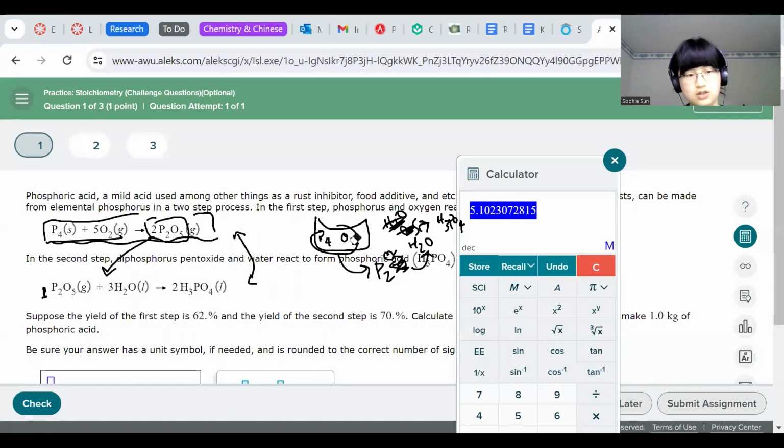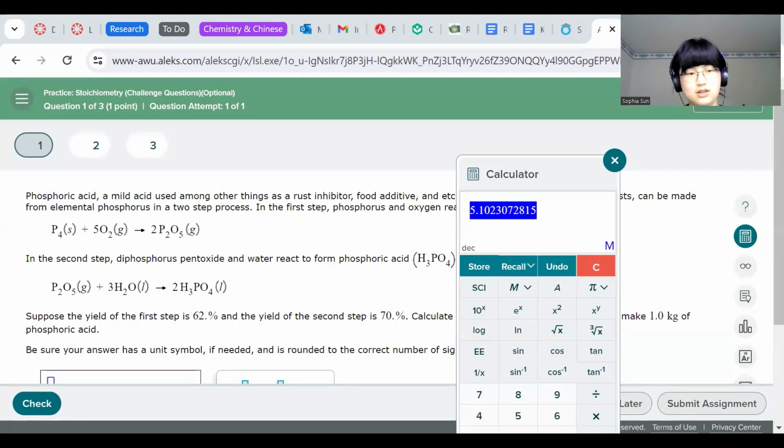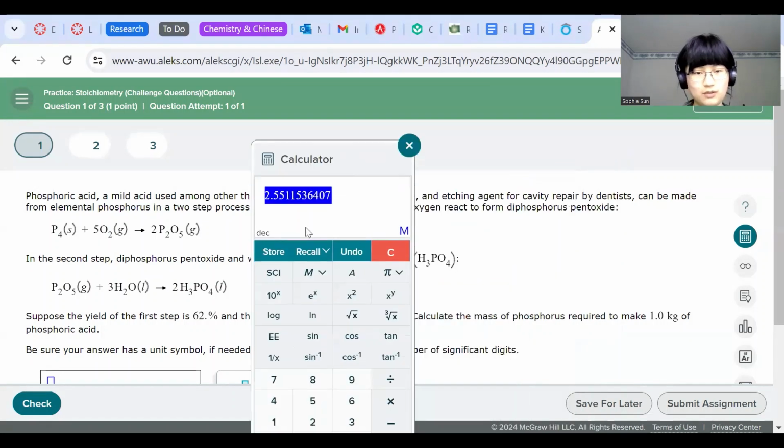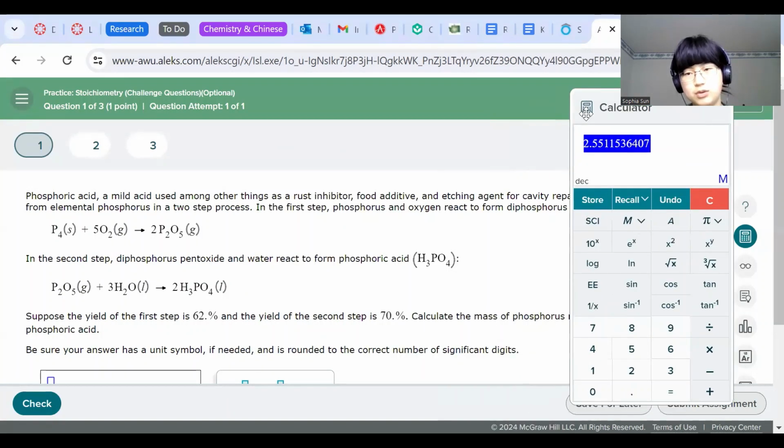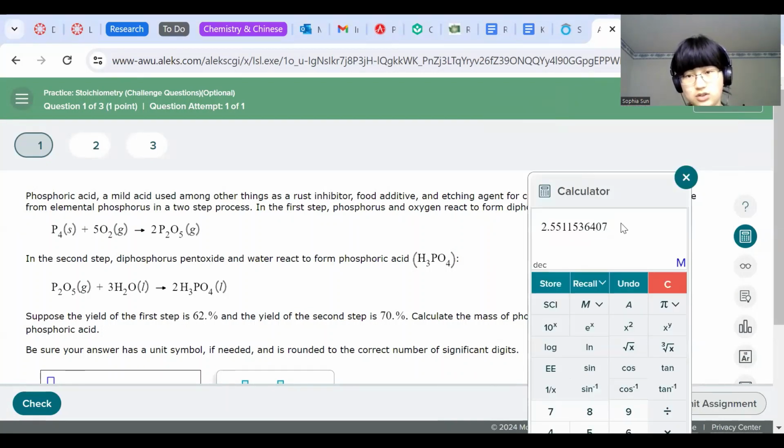Okay, so now I'm actually going to solve for that phosphorus. And since there's a 2 in front of the diphosphorus pentoxide and simply 1 in front of the phosphorus, all we need to do is divide by 2. And that will leave us with 2.55 moles of phosphorus theoretically needed to make 1.0 kilograms of phosphoric acid. So yeah, we have the theoretical value, but now we actually have to find the actual one. And that is where it gets slightly tricky.